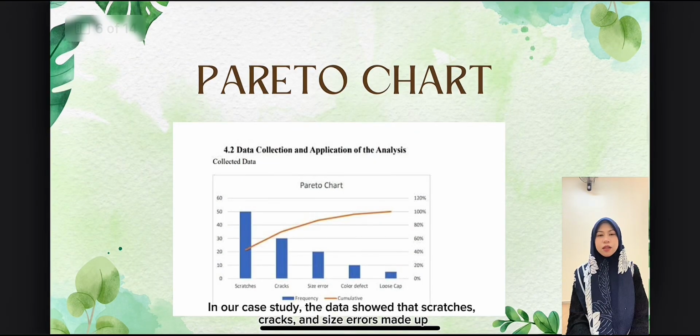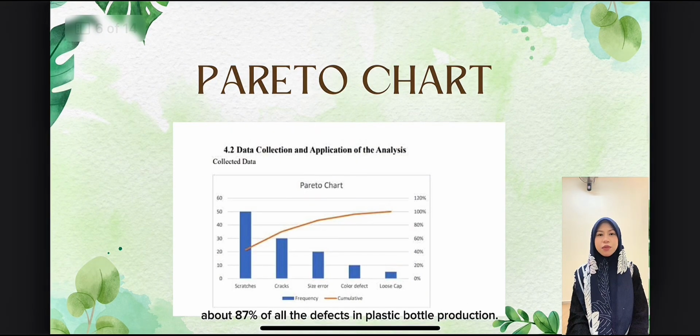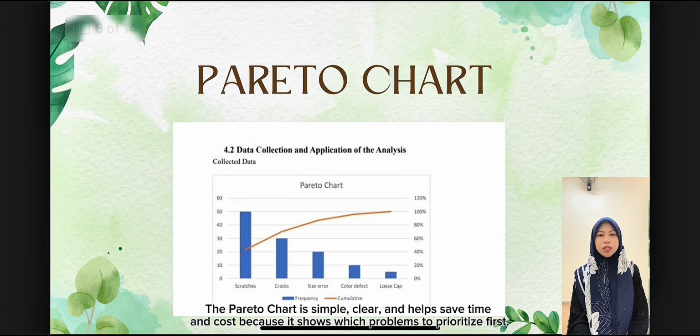In our case study, the data show that scratches, cracks, and size errors made up about 87% of all the defects in plastic bottle production. This means if the company focuses on fixing these three problems, they can reduce most of the quality issues. The Pareto chart is simple, clear, and helps save time and cost because it shows which problems to prioritize first.